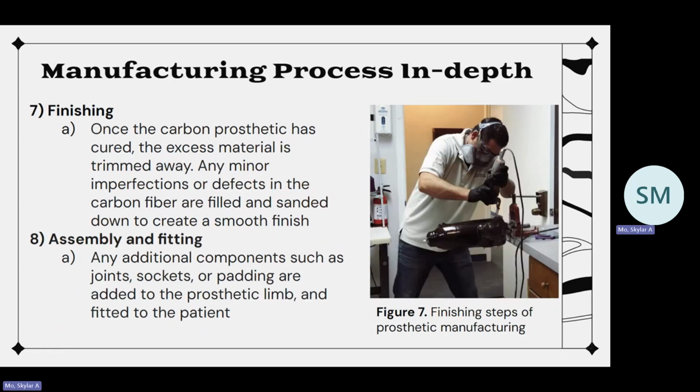Next is the finishing process. Once the carbon prosthetic has cured, it is removed from the vacuum bag and the excess material is trimmed away, and any minor imperfections or defects in the carbon fiber are filled and sanded down to create a smooth finish. And lastly is the assembly and fitting process. Any additional components such as joints, sockets, or padding are added to the prosthetic limb and it is fitted to the patient.